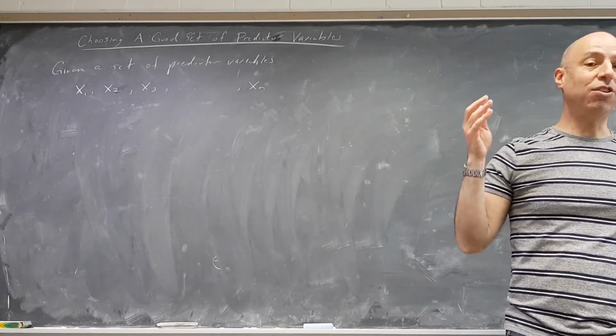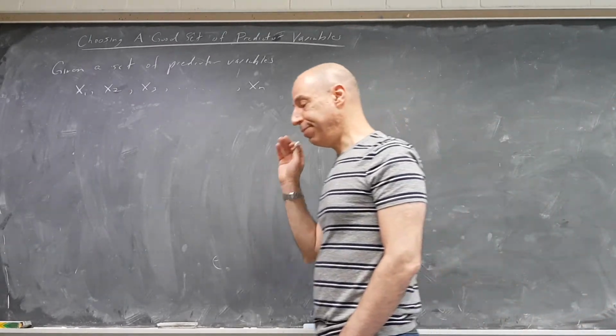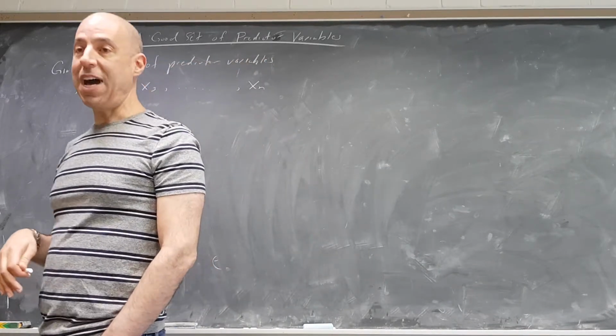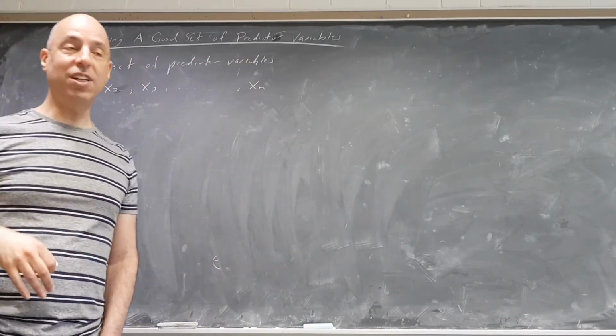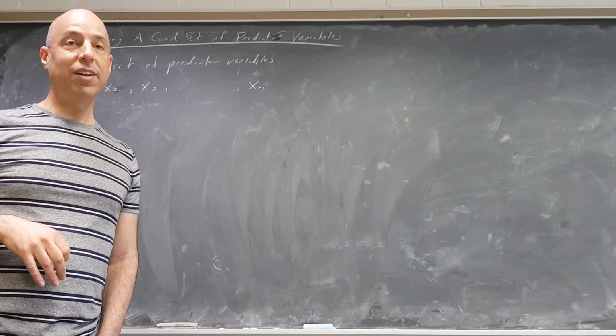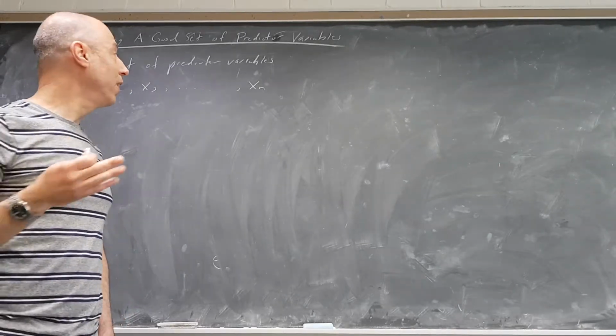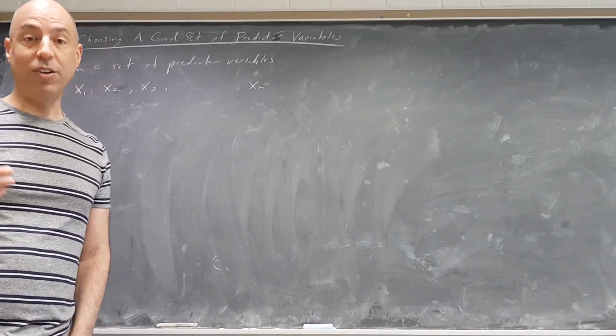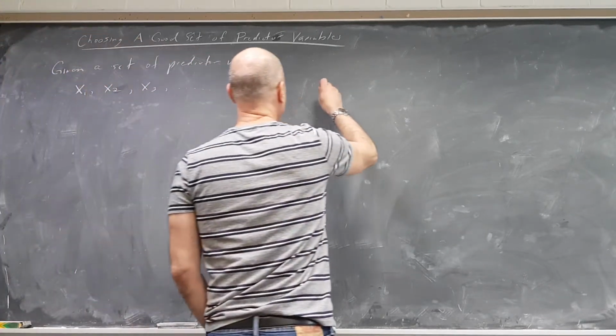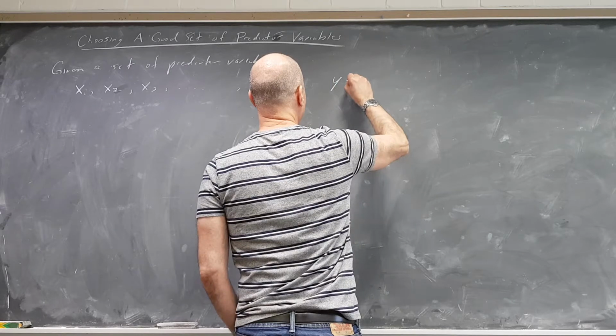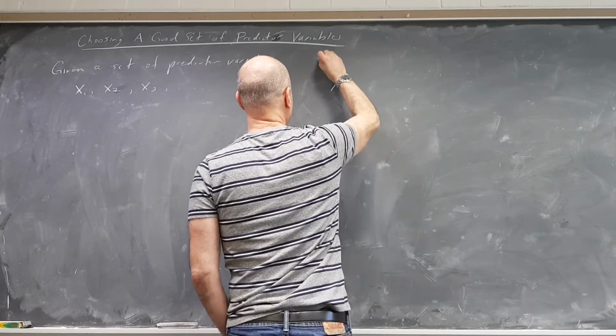So in the example we talked about last time, maybe x1 is the square footage of a house, x2 is the number of bathrooms in the house, x3 is the size of the lot, x4 is the number of bedrooms, x5 the number of doorknobs. Some of them are going to be useful and some of them are not going to be all that useful.